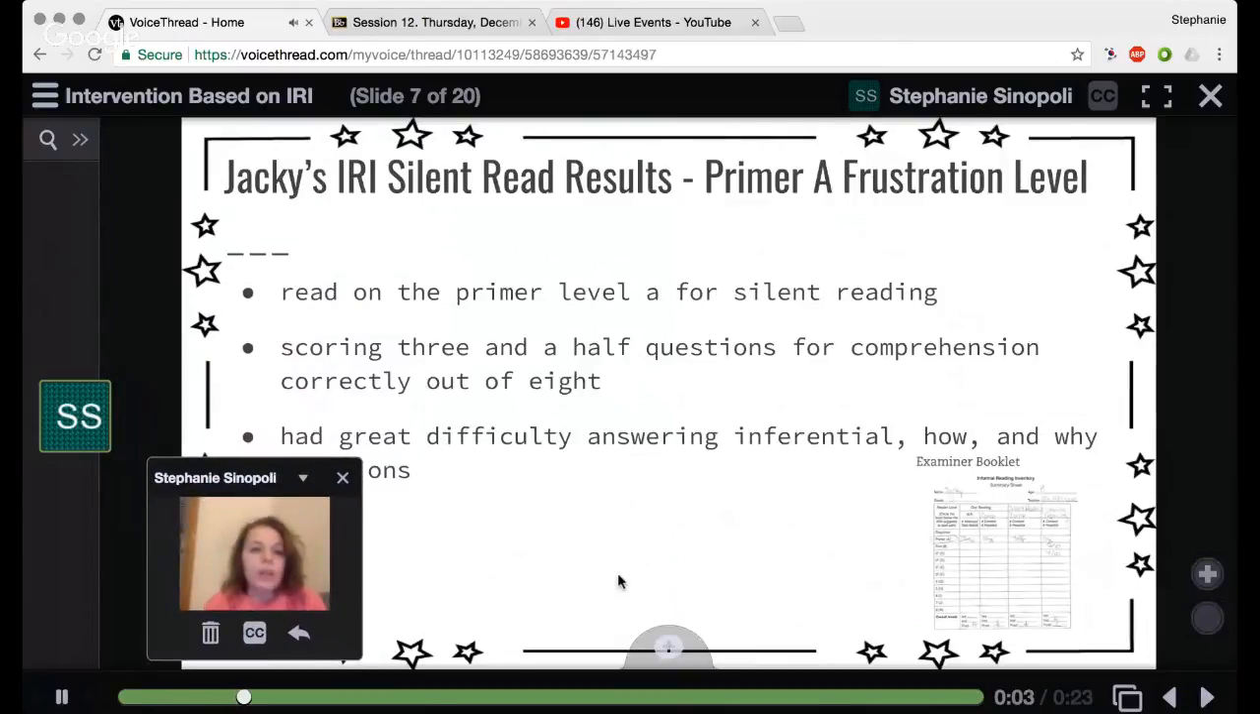The following are Jackie's silent read results, in which she scored frustration at the primer A level. Jackie read on the primer level A for silent reading. She scored 3.5 questions for comprehension correctly out of 8, and she had great difficulty answering inferential, how, and why questions.